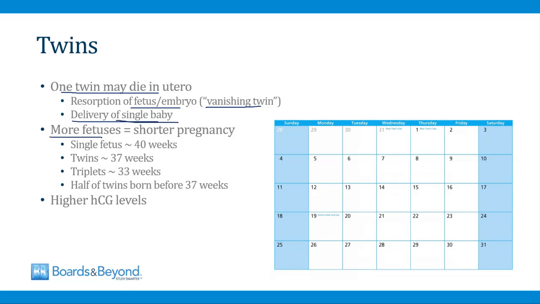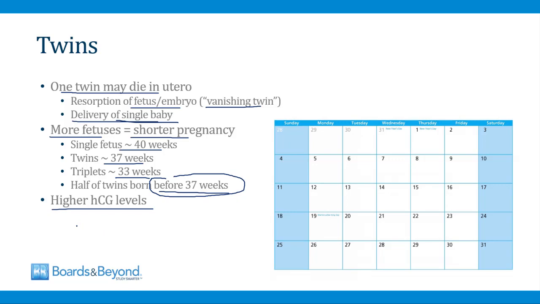The more fetuses associated with a pregnancy, the shorter the pregnancy. So a singleton pregnancy is about 40 weeks or so on average. Twin pregnancies are about 37 weeks and triplets are about 33 weeks. And half of twins are born before 37 weeks, which is a gestational length that would be considered very short for a singleton pregnancy. And then you should also know that the HCG levels are higher when a woman has multiple gestation.